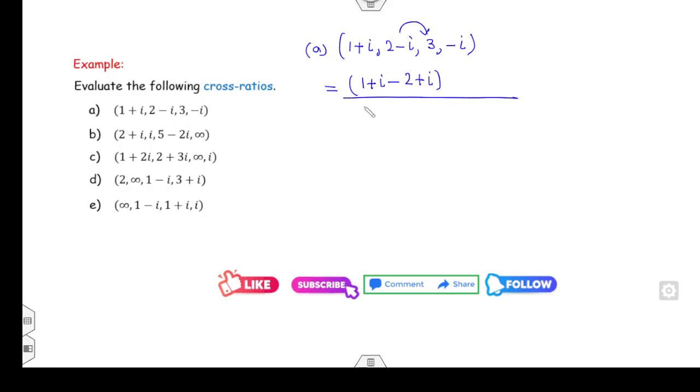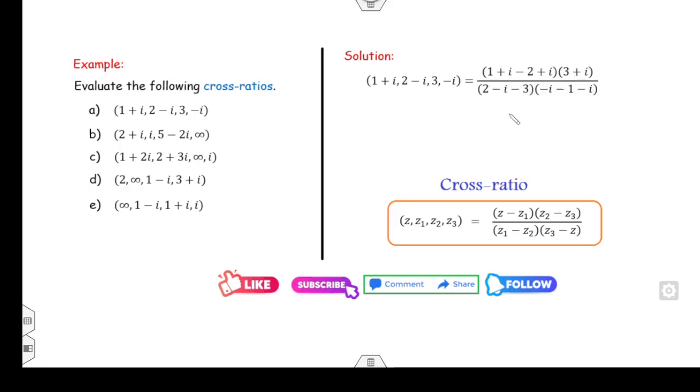Then 2 minus iota minus 3. Then 3 minus minus plus iota. And then minus iota minus 1 minus iota. Fine. Now you can simplify them. The numerator becomes minus 1 plus 2 iota and it's a 3 plus iota divided by minus 1 minus iota and minus 1 minus 2 iota.